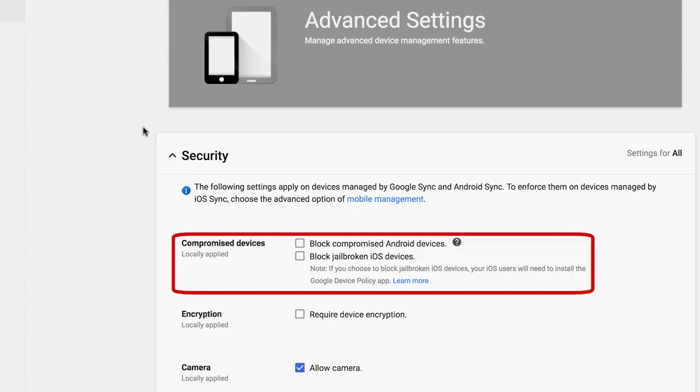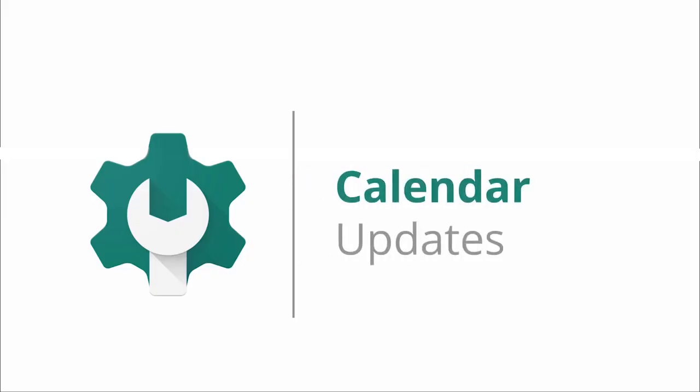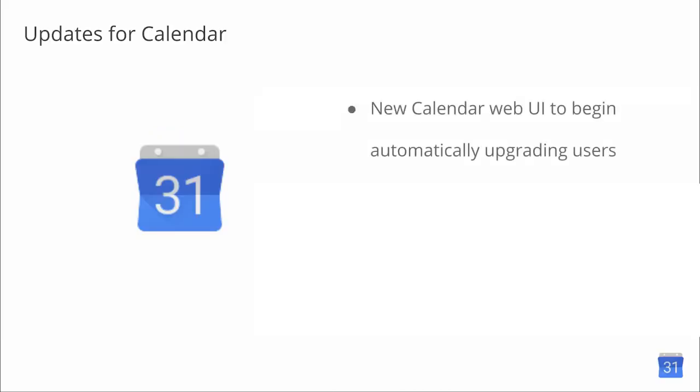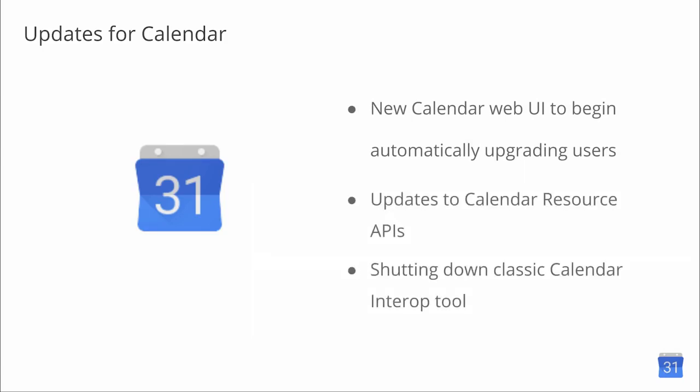Let's take a look at the updates in the G Suite Calendar and see how this affects admins. We have a few updates for Calendar, including the new Calendar Web UI upgrade, new Calendar Resources API, and shutting down the classic Calendar interop tool.